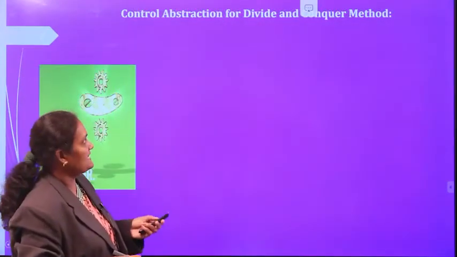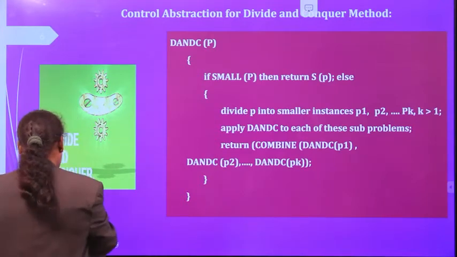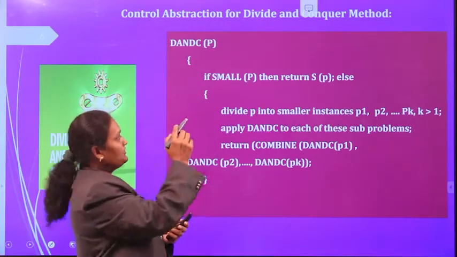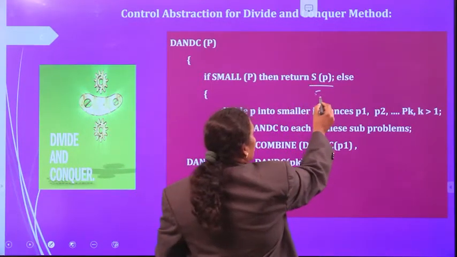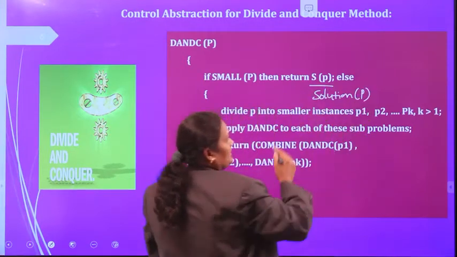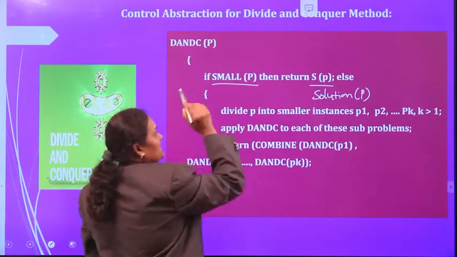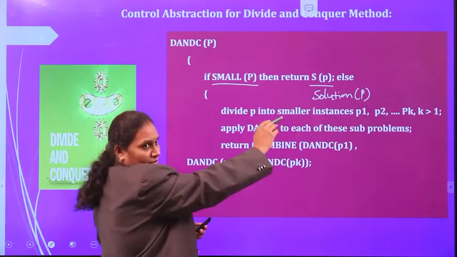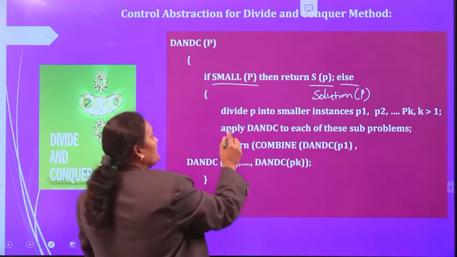Let us see the control abstraction for the divide and conquer general method. Divide and conquer of P. If small of P, then return S of P. Here S of P is nothing but the solution of P. Here we are given a problem P. If small of P, the given problem is a small problem, then we are returning the solution of that given problem. Else, if the given problem is not a small problem, then what are we doing?